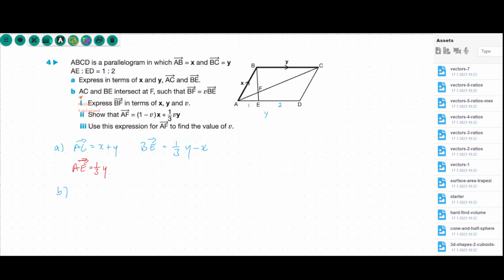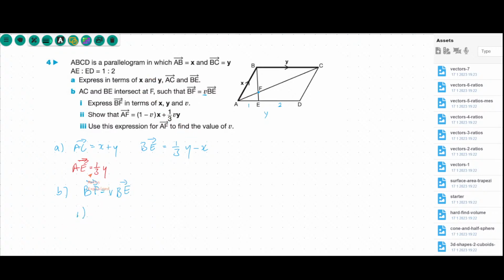Part b. AC and BE intersect at F such that BF equals v BE. Okay, so that's saying this intersection point F is such that we split this line BE into some ratio, and they've given us this v. What does that mean? It's just some unknown that represents that section of BE that is BF. So let's just make a note of what they've told us. BF equals v BE. Some ratio of BE.